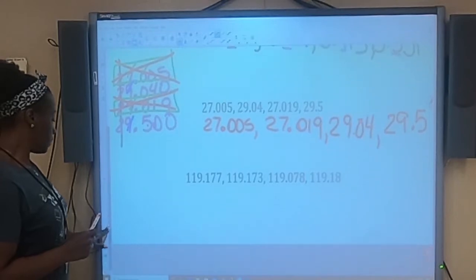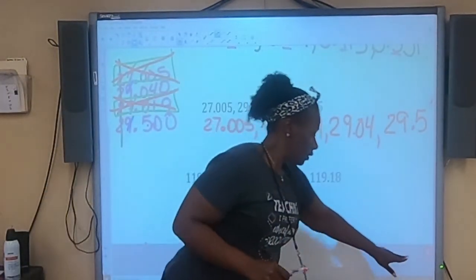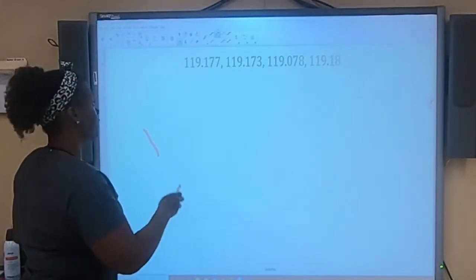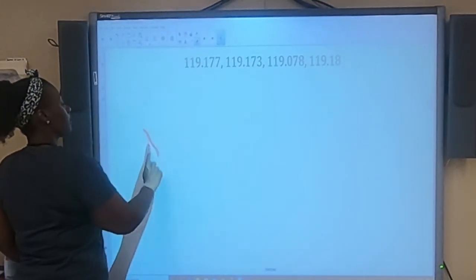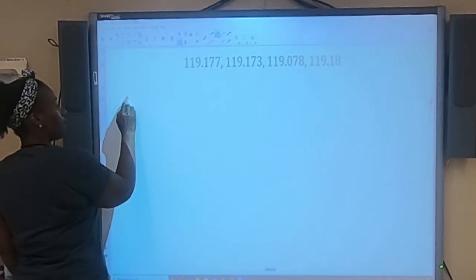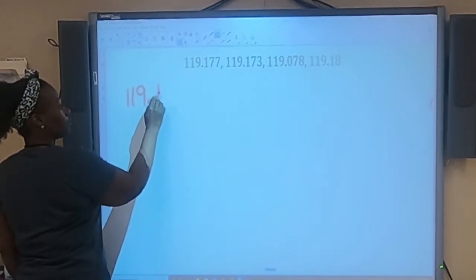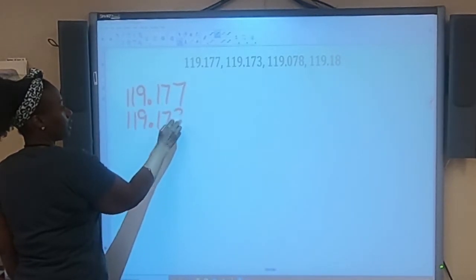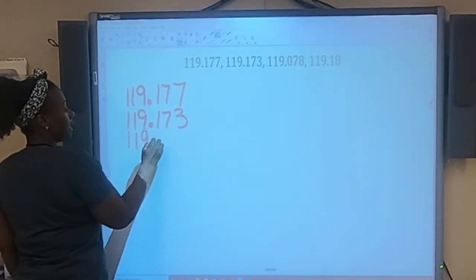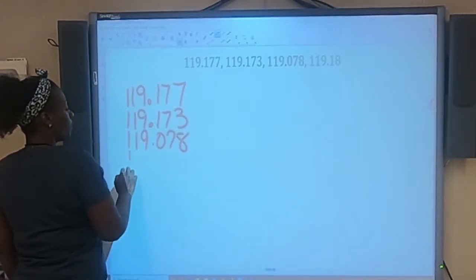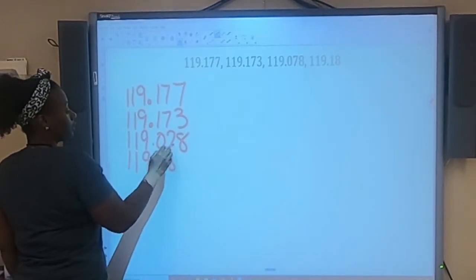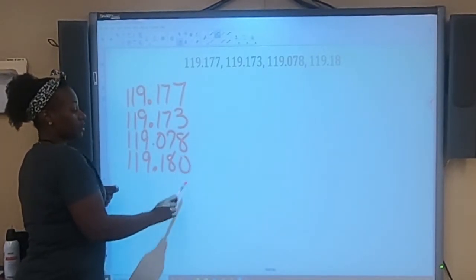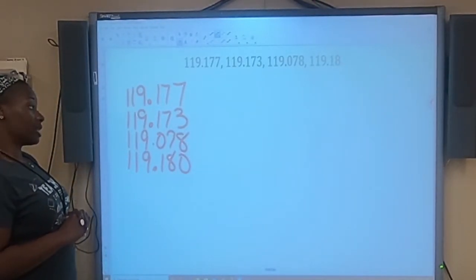Okay, my next one. Who remembers the first step? If you said line them up, you are exactly correct. I'm going to line my decimals up. So we got 119 and 177 thousandths, 119 and 173 thousandths, 119 and 78 thousandths, 119 and 18 hundredths. Notice my last number does not have the same amount of digits, so I'm just going to put that placeholder. Now they have the same number of digits.